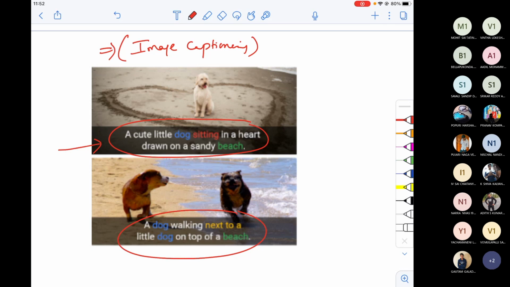To get the caption for the input image, I need to combine CNN plus RNN. I cannot solve it with CNN alone, and I cannot solve it with RNN alone. I have to combine CNN plus RNN. But how do I really combine them? That is the biggest question, right? That we'll try to see in the next class. This is image captioning.